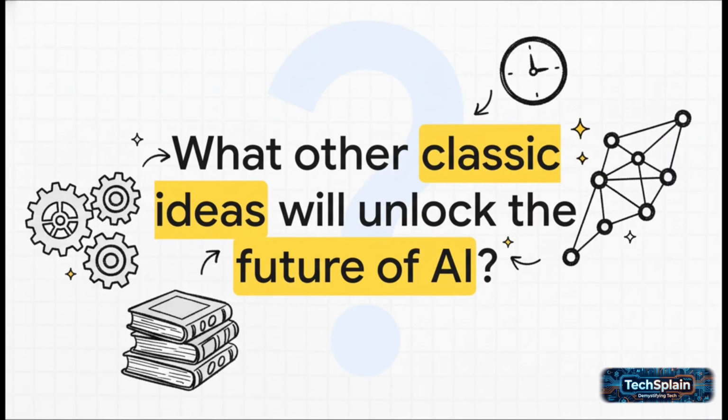And this all leaves us with a really fascinating question to think about. We just saw how a 50-year-old idea from operating systems became the key to unlocking the performance of modern AI. So as these models get bigger and more powerful, what other forgotten gems from the history of computer science are just sitting there, waiting to be rediscovered to solve the problems of tomorrow?